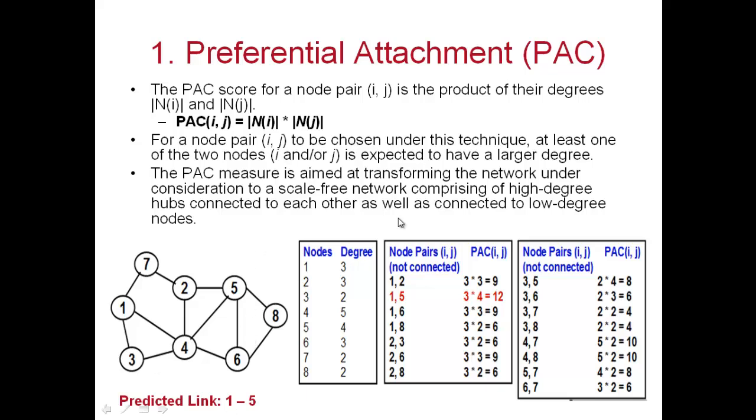As a first step, write down the degrees of the vertices. These are the degrees of these nodes. Then list the node pairs that are not yet connected. So node 1 is connected to 3, 4 and 7.